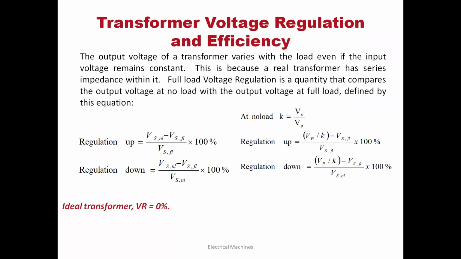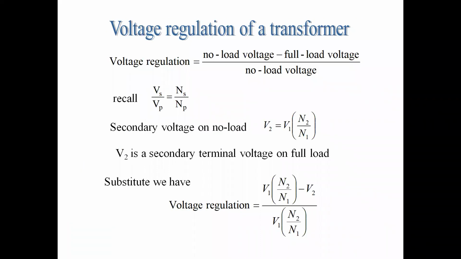Now regulation. This is the formula: no load secondary voltage minus full load voltage, divided by no load. Sometimes it is with respect to full load also, but we actually keep it with respect to no load. We calculate with no load, then voltage drop.